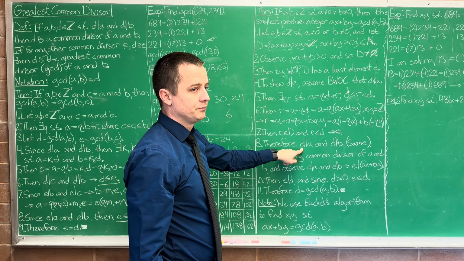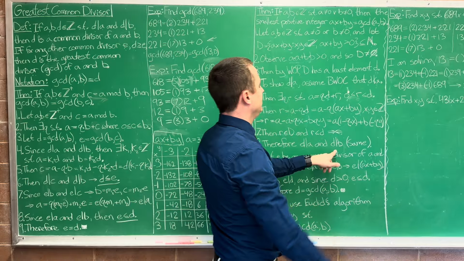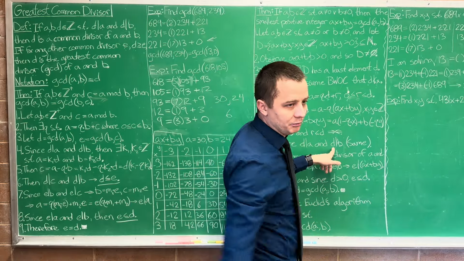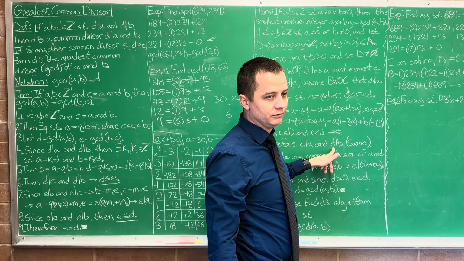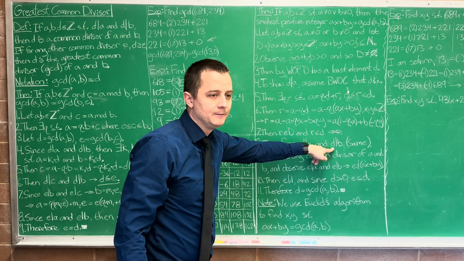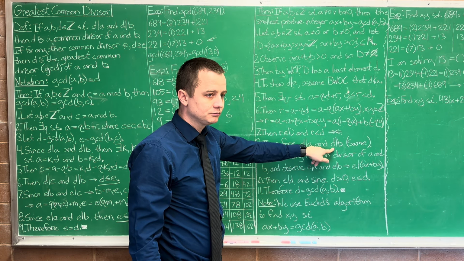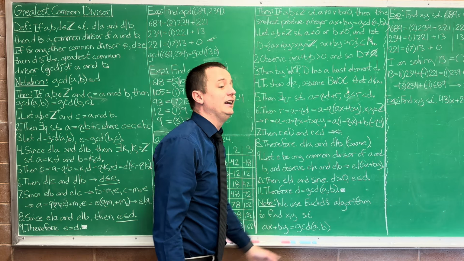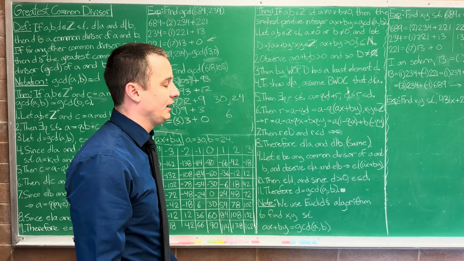And d divides B, doing the exact same thinking but now with B. So I'm not going to bother doing that part of the proof. It's just a repeat of the exact same thing. Good? So far we've shown that d is a common divisor of A and B.